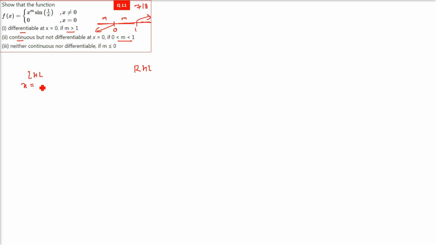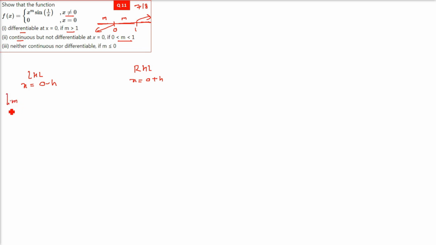Left hand limit and right hand limit. So because we have to check at 0, 0 minus h you have to put. Here you have to put x equals 0 plus h. Please remember, I am telling you about the continuity right now. So x is not equal to 0. What you are going to replace? X raised m sine 1 by x. That will do in the differentiability also. Here x equals 0 minus h. You can always write it as negative h.